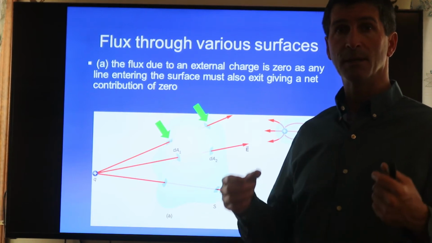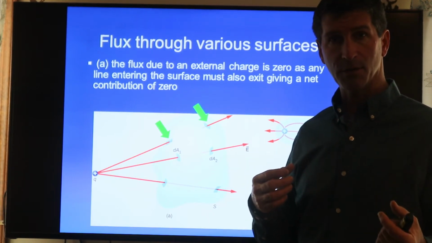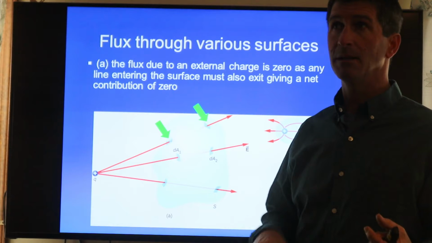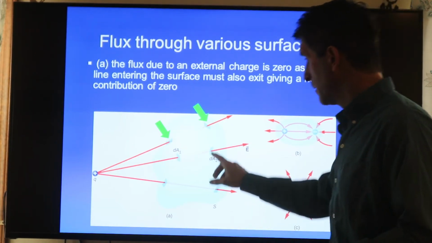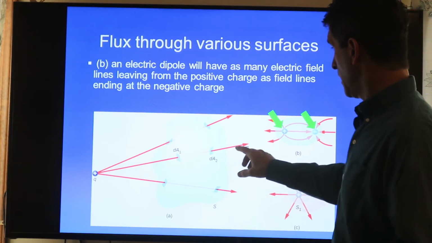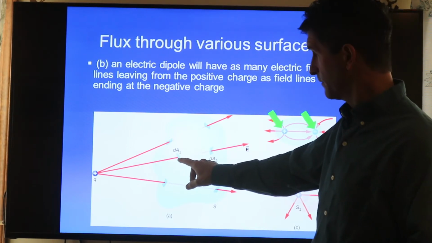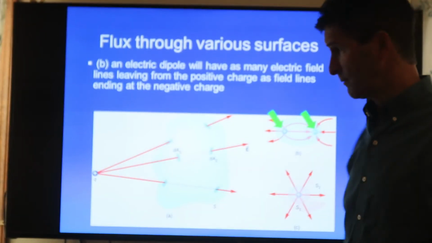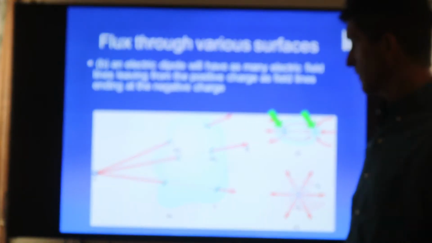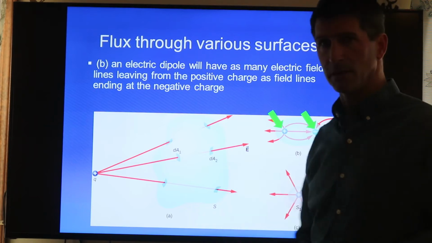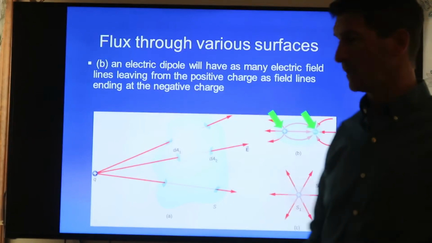Why? Because the charge being outside the surface has a field line going in, but what goes in must also come out. Okay? Same thing for this field line right here, same thing for this field line right here. These three negative field lines and these three positive field lines cancel out perfectly.